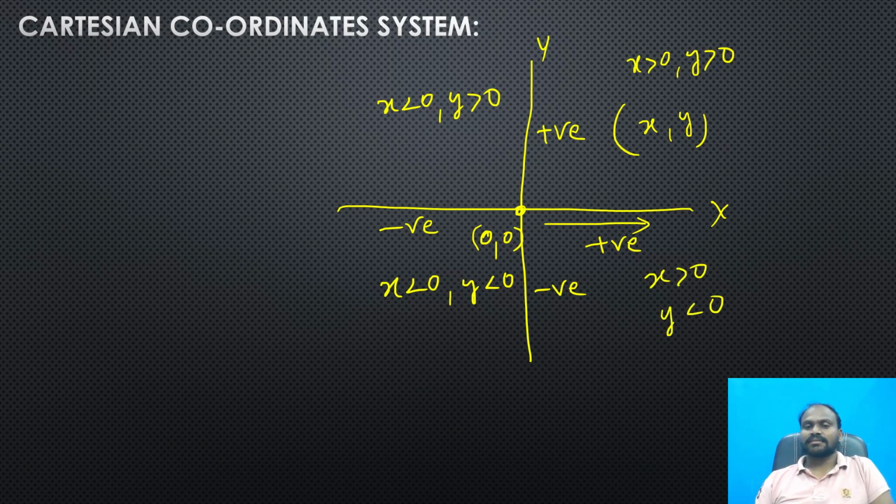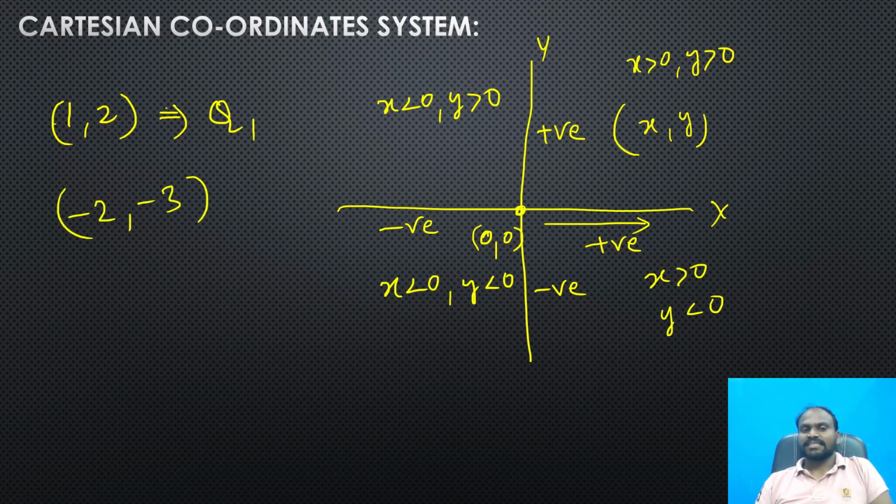So based on the given point we can decide where it will be. For example, if they give 1 comma 2, both are positive, so it lies in the first quadrant. For example, minus 2 comma minus 3, then both are negative, so it's going to be quadrant 3. Based on the given point, we can plot where the point will be, right?